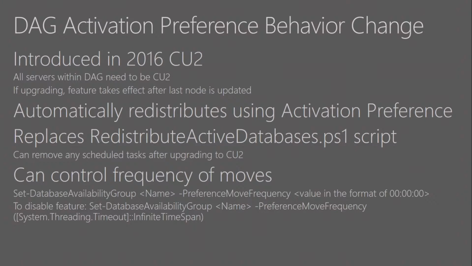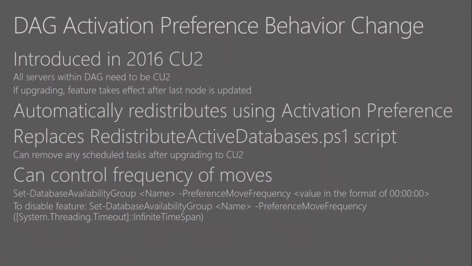Another fairly recent change is the activation preference changes that came with CU2 in 2016. For these to be relevant, all servers within the DAG need to be at CU2. Historically, people have used the Redistribute Active Databases PowerShell script to balance the load in your DAG, so to speak, to where if you have certain database copies that are preferred to be active on certain nodes, you can move them around so they are active there.